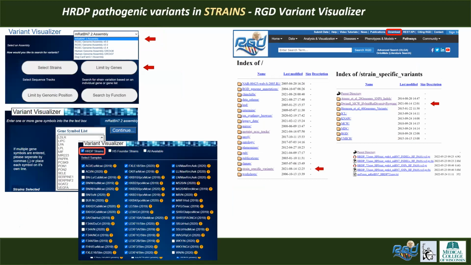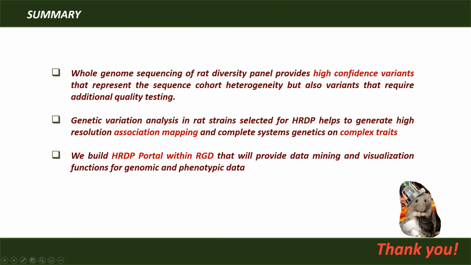So here I'm showing you that there are more species available in Variant Visualizer to explore for your gene lists. For genomic variants, you can see that for rats, we separated the HRDP cohort. Variants are also available in VCF format files on the RGD download site. So you can easily download those sets and analyze them yourself.